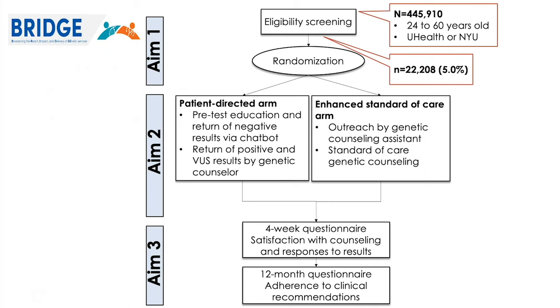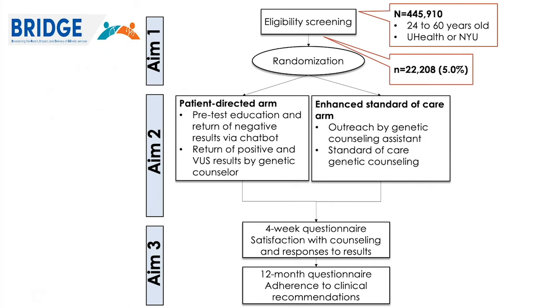When we ran the algorithm at the two sites, we identified more than 22,000 primary care patients who may potentially benefit from genetic services, meaning that they meet current NCCN guidelines for genetic testing, and that is without collecting additional family history information, again, only using the information already in the electronic health record.